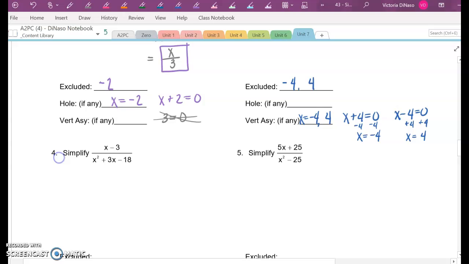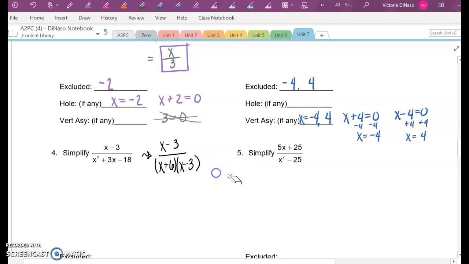Number 4. In the numerator, that's not factorable, so we just leave it as x minus 3. In the denominator, we need two numbers that multiply to -18 but combine to +3. That's going to be 6 and 3. In order to get to -18, one of them has to be negative, and to get to that 3, one of them has to be negative. If I make the 3 negative, it works. So we have x plus 6, and then x minus 3.